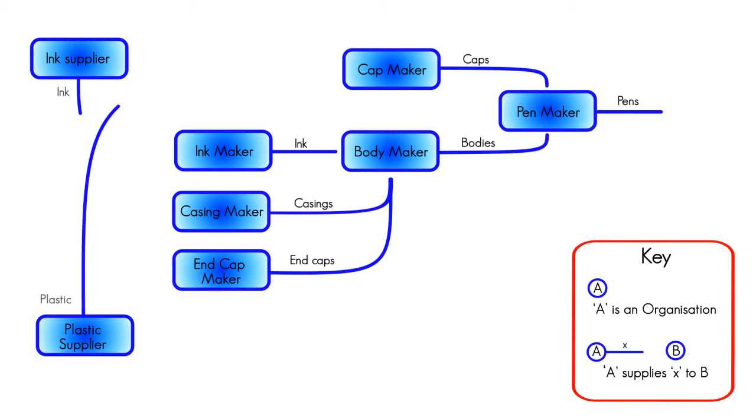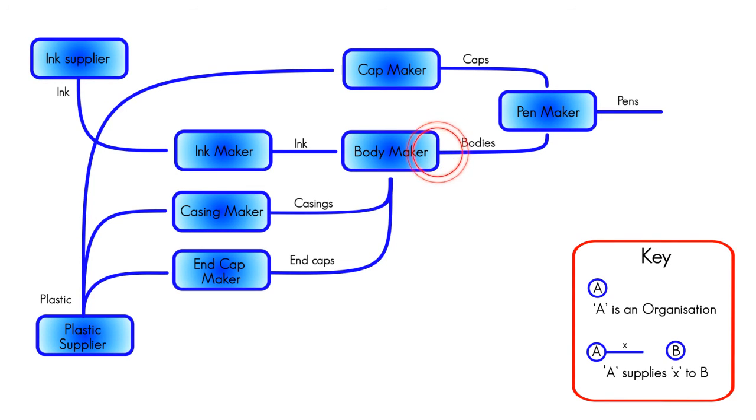The final thing we need to be aware of is the difference between a supplier and a customer. This depends on where the organisation sits in the network. If we look at the body maker, it supplies bodies to the pen maker, making it a supplier, but it also buys ink, casings and end caps, which makes it a customer. You can easily see how this works across the network when it's filled in.